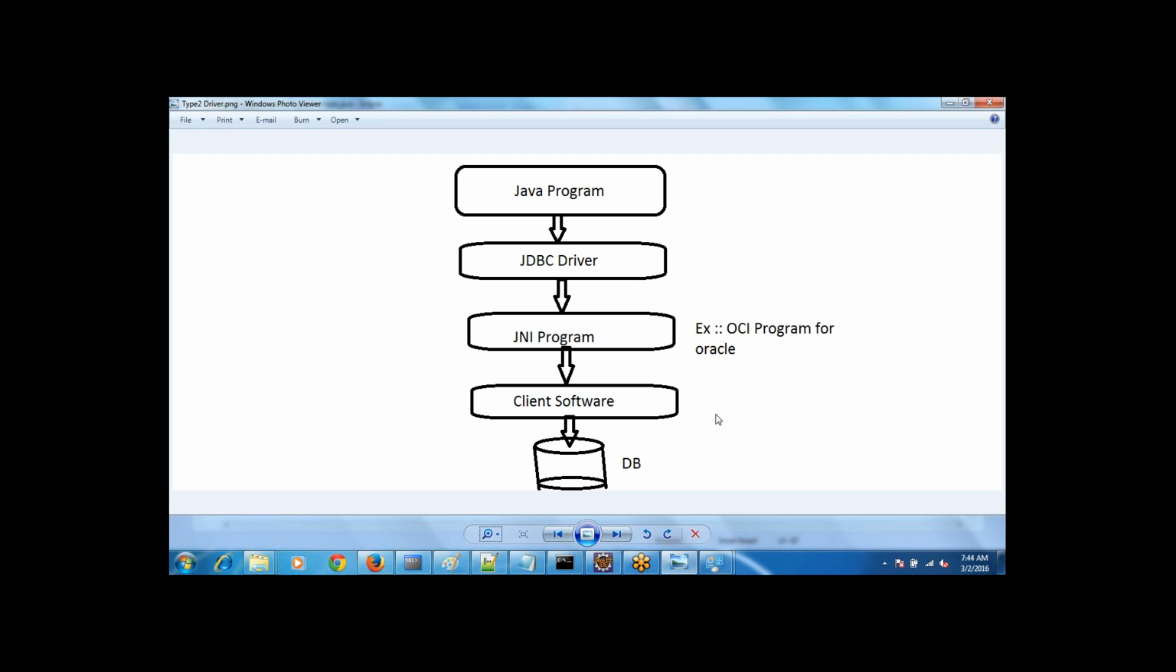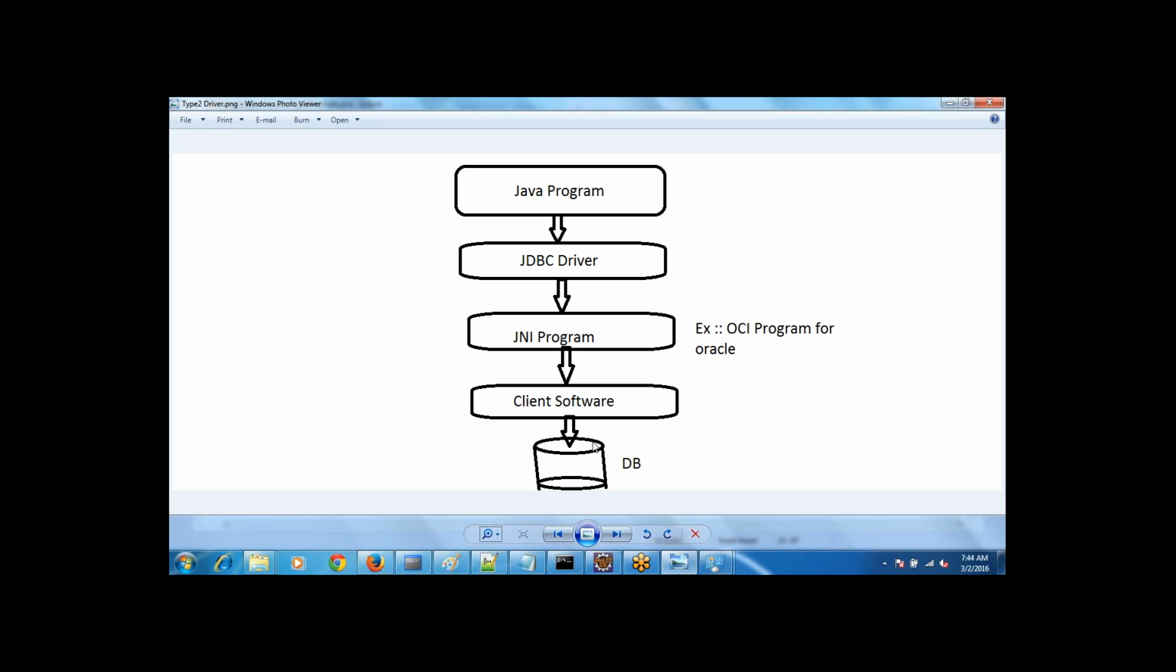Previously a mediator came into the picture, like the ODBC driver. Here, no ODBC. All these three steps are there: the JNI program, client software, and database. All three should be given by the database vendor only. For example, if I'm using Oracle, then Oracle has to provide this OCI program, then client software, and then database. In the same way for MySQL, or some other database like DB2, these three steps should compulsorily be provided by that database vendor. Otherwise, we can't use the type 2 driver.